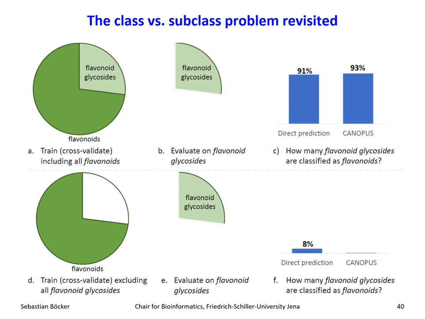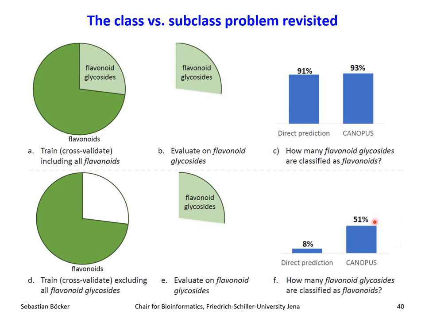So let us come back to this class with a subclass problem. I told you about it for direct prediction. Direct prediction has issues there. What we did was we removed all flavonoid glucosides from the training data and then tried to build a predictor for flavonoids. And doing so, evaluating it only on flavonoid glucosides, seeing how many of them are predicted correctly to be flavonoids, direct prediction only gets 8% correct. Now, CANOPUS gets 51% correct.